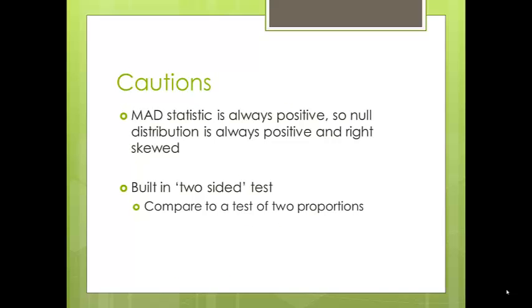Couple of reminders. First, the MAD statistic is always positive, so the null distribution is always positive, and it ends up being right skewed. This is different than we've seen before where we had bell-shaped distributions often centered at 0.